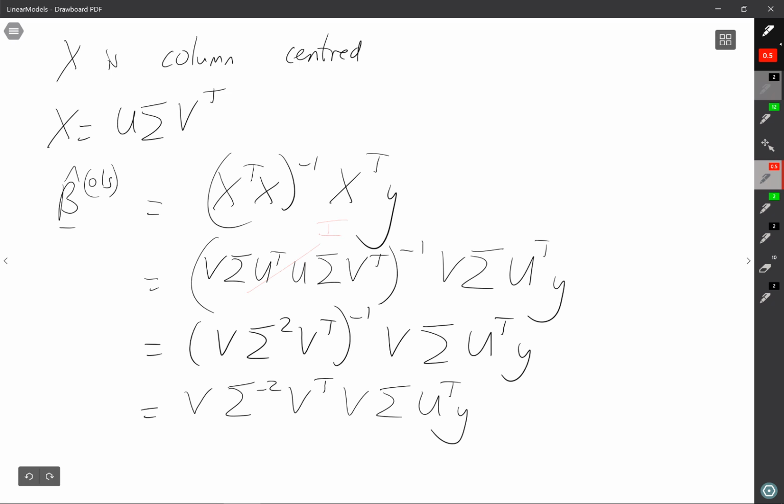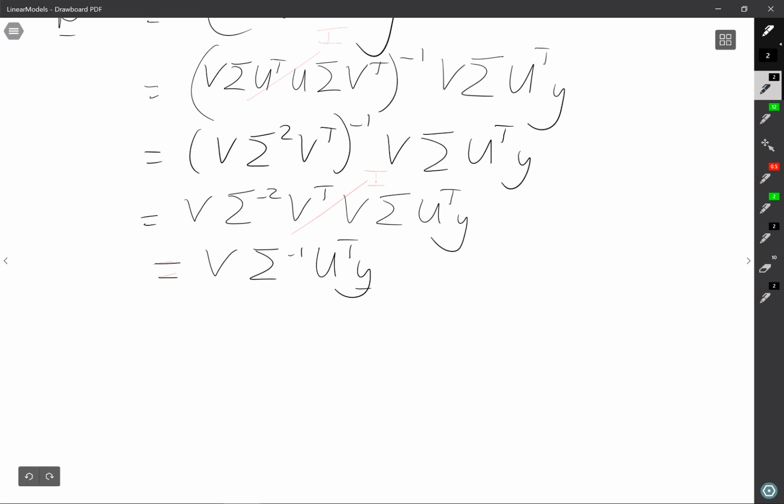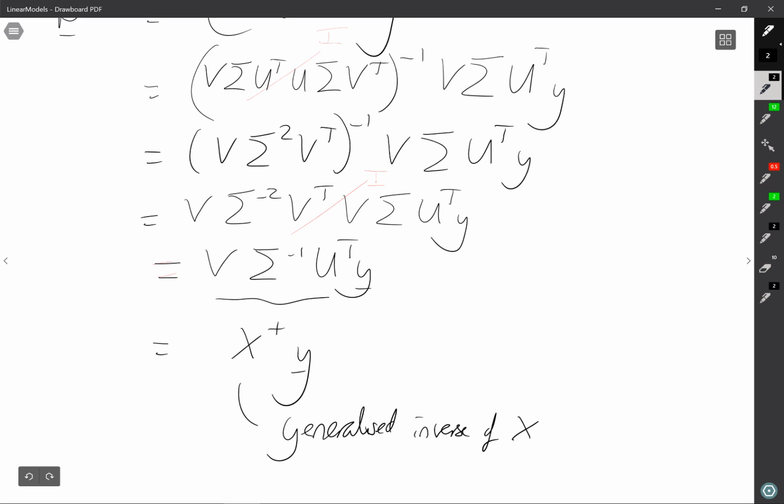So this is also the identity. And tidying up a little, we get that this is V sigma to the minus 2 times sigma, so sigma inverse, times U transposed times Y. Now, this we might recognize. This was the generalized inverse of X, which we found when we did the SVD in chapter 3. This isn't really a surprise, right? We just discussed this briefly then.